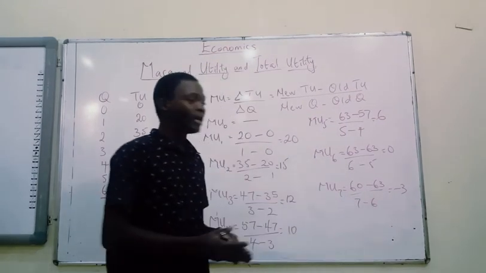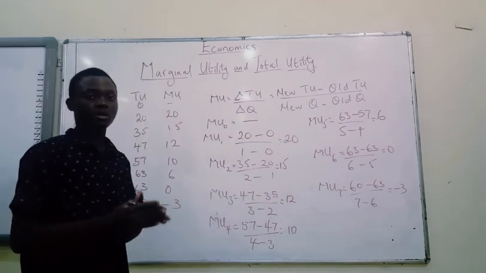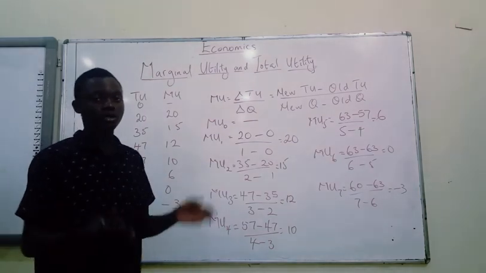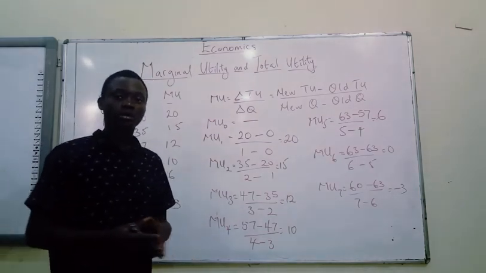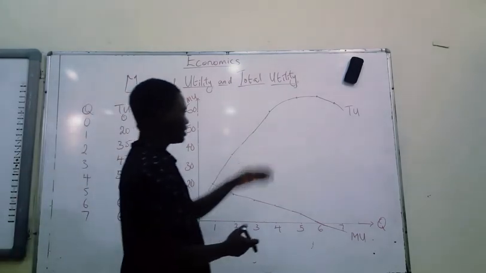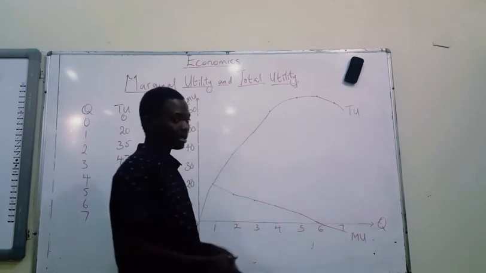The next thing we are going to do now is to draw a graph that shows the total utility and the marginal utility. Then we talk about the wonderful relationship that exists between the two. Here we go. This is the graph. We have total utility this way. Then we have marginal utility that is downward sloping.